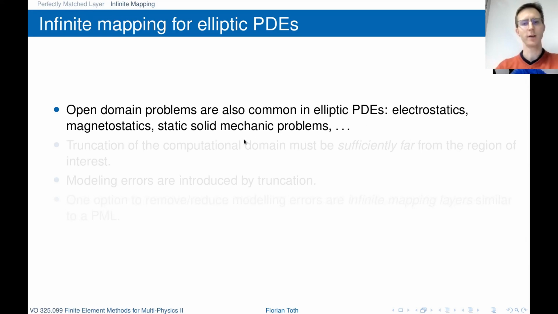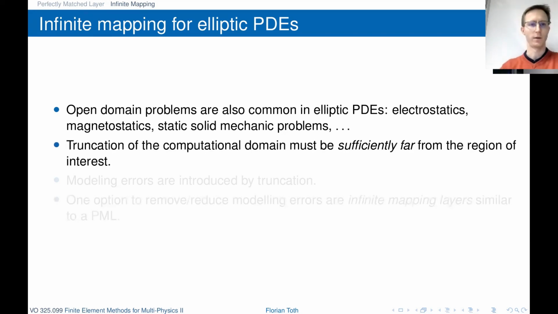And also solid mechanics problems. Just imagine a pressure-loaded hole in an infinite domain, which is maybe a useful model for tunnel construction. You don't want to model the whole extent of the mountain around the tunnel, but want to efficiently truncate your domain. So if you don't do any special boundary treatment with the truncation, this truncation must be sufficiently far from the region of interest. And modeling errors are introduced by the truncation.